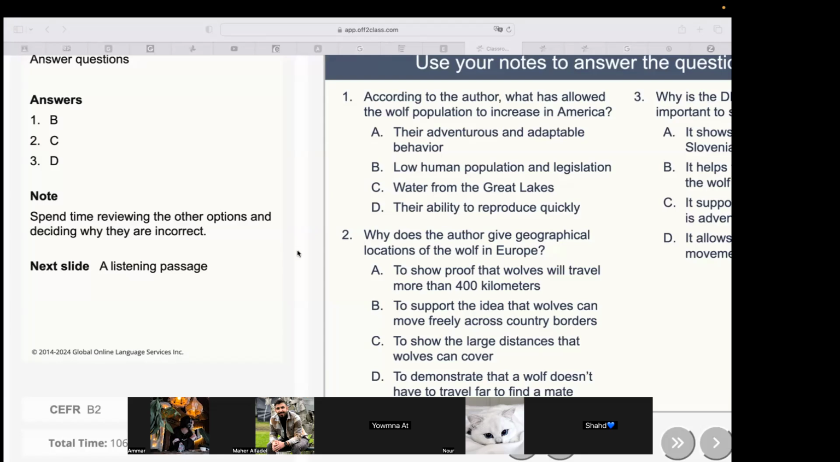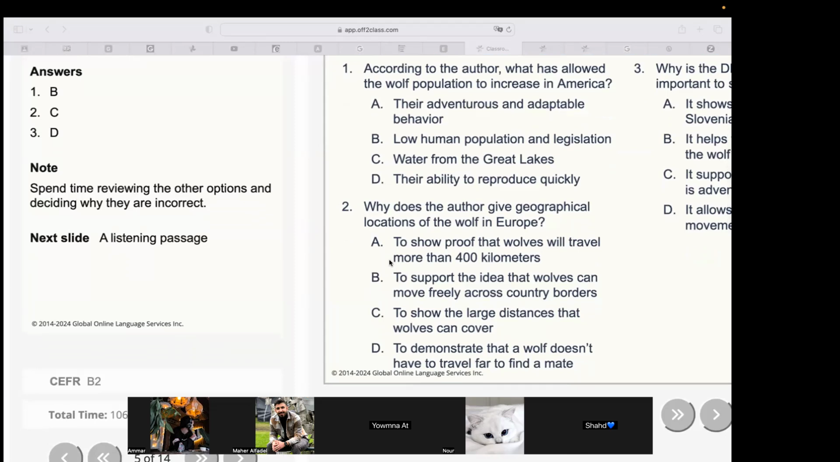Number two, why does the author give geographical locations of the wolf in Europe, which is C? You guys answered A, B, and C, which is only C. Because we don't need to show proof. They did not give us geographical locations just to show proof. They did it just to show the large distances that wolves can cover. That was the main idea.